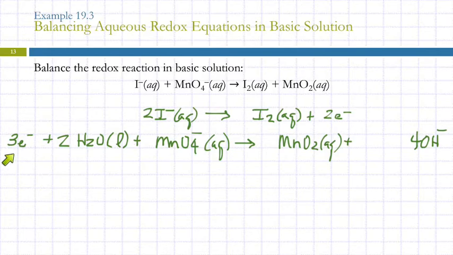Then we need to get the numbers of electrons the same. And we've got 3 and 2 again. So the solution to that is 6. So I'm going to multiply everything down here by 2, so I've got 6 electrons in the bottom. The top one I have to multiply by 3. Okay? Now I can add them together and have the electrons cancel out, because I've got 6 electrons and 6 electrons.